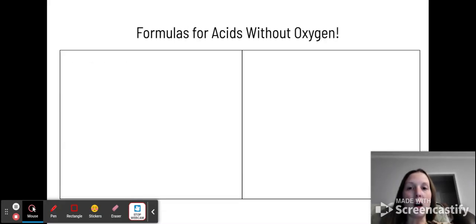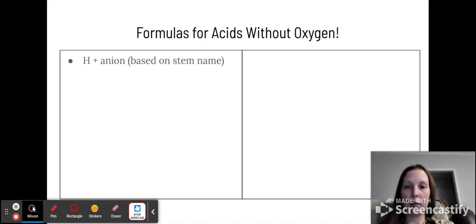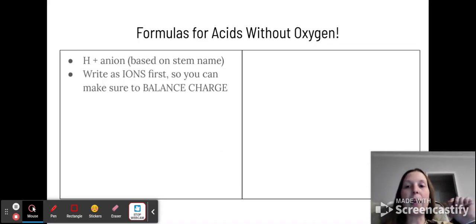So now let's talk about formulas for acids without oxygen. So it's just H plus the anion based on whatever the stem is in the name. And you write it as ions first so that then you can balance the charge. So this does play like ionic compounds.